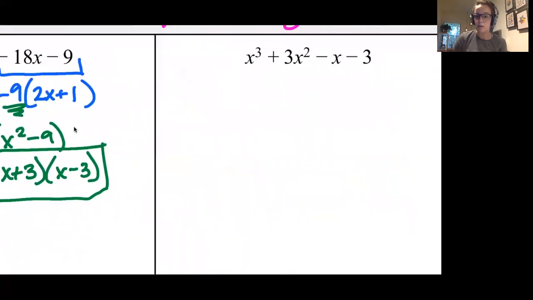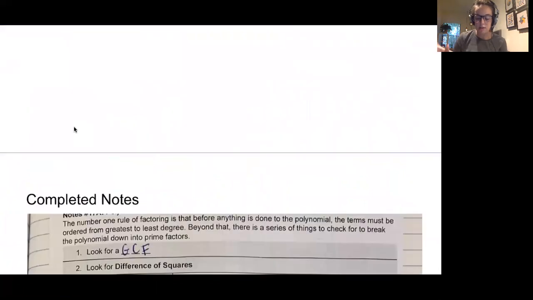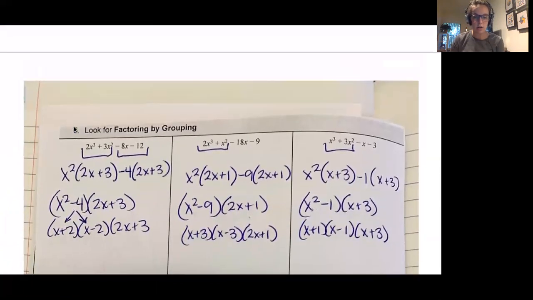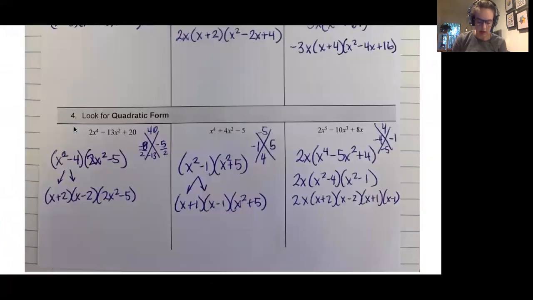If you want to try one more, you can go ahead and try that one there, and the answer is at the bottom here. If you were confused on any of these, all of the answers are here written out, so you can go ahead and check them out there.